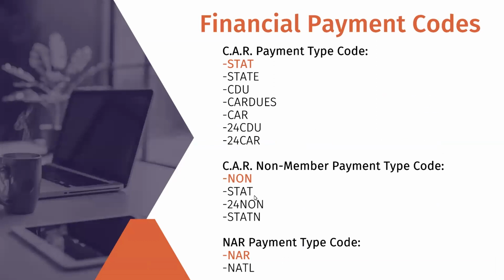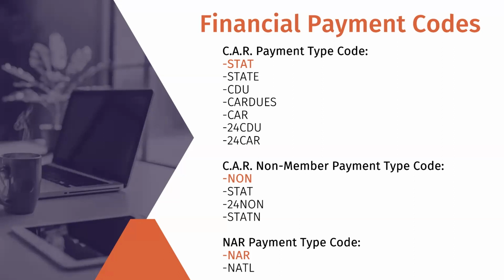So these are the financial payment type codes that C.A.R. will accept. Of course, the payment type code that we're expecting is STAT, but there are some associations that use other payment type codes. I won't go over all of these, but you can see on the screen the payment type codes that we will accept for C.A.R., also the payment type codes for the non-member payment, and then you also have the payment type codes that NAR will accept as well.